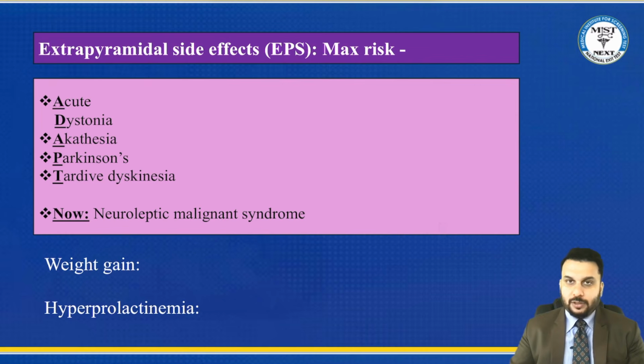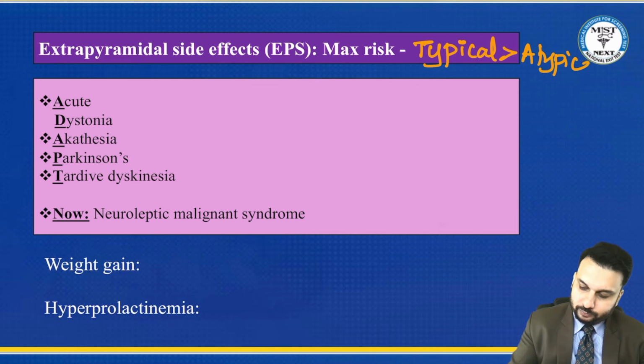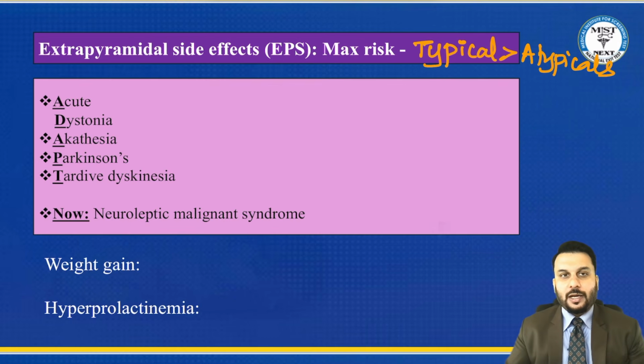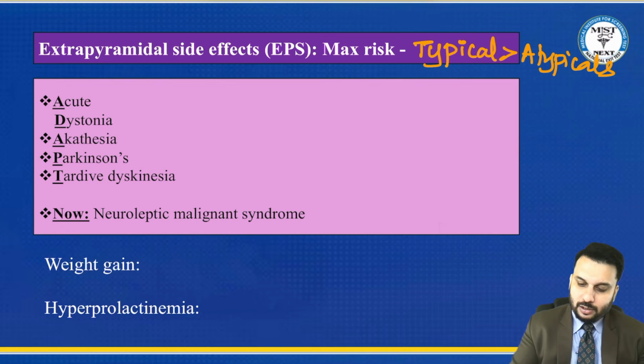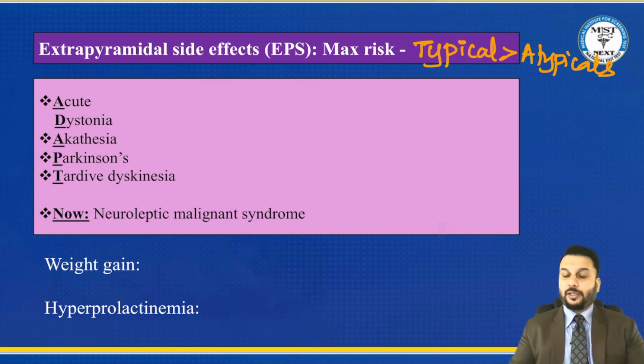EPS, extrapyramidal side effects. First, you must remember, if you talk about EPS, it will always be by typicals more than atypicals. Typical antipsychotics have more chances of causing Parkinson-like syndrome compared to atypical. Example, haloperidol. Haloperidol has more chances compared to atypicals like risperidone, etc. Okay.